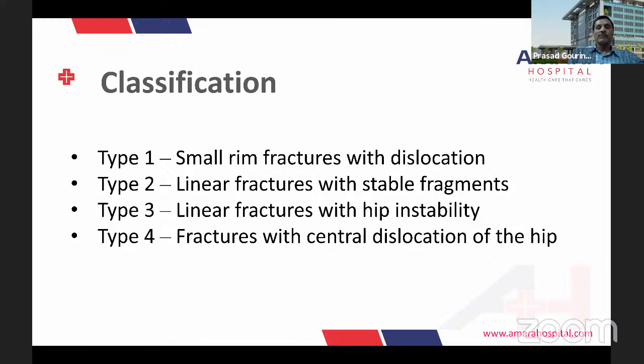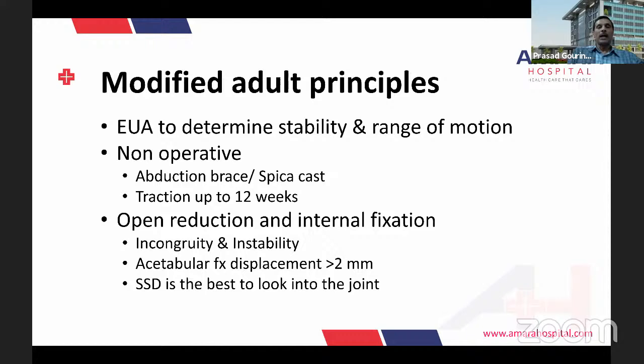I don't know how to use this classification very well, so I use the modified adult principles. Whatever I learned in adult orthopedics, I apply in pediatrics. When I do an exam under anesthesia, I'm more gentle. I don't push as hard as I can when I look for stability. But I urge you also to look for range of motion, especially internal rotation and flexion. I'll show you an example of why it becomes important.